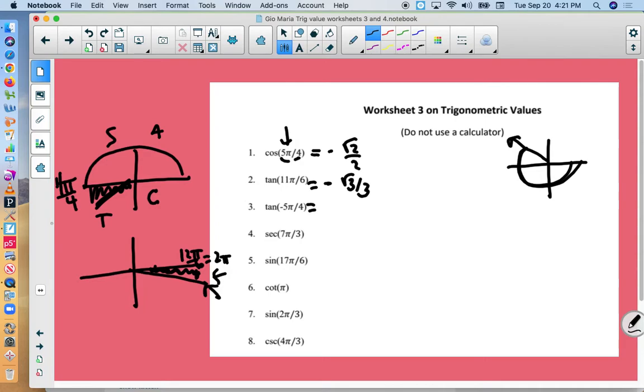It's a 45-degree angle. The tangent of 45 degrees is 1. All students, sine is negative, positive, and so tangent's negative.